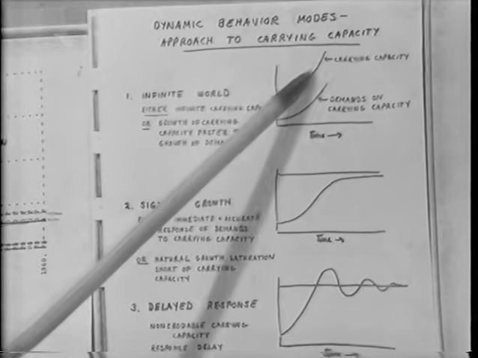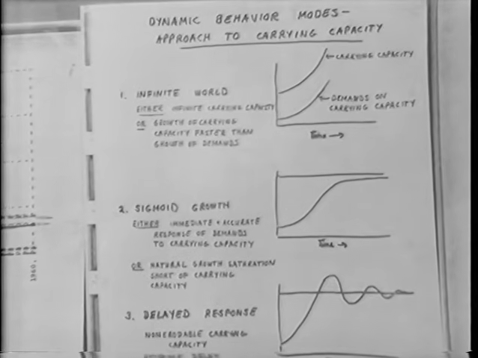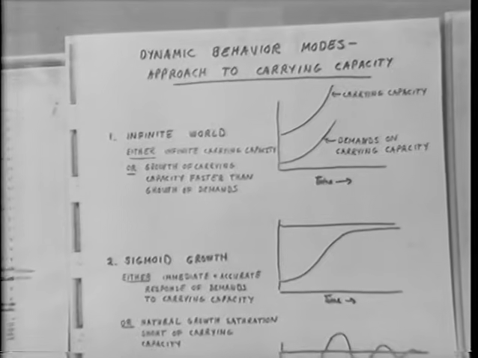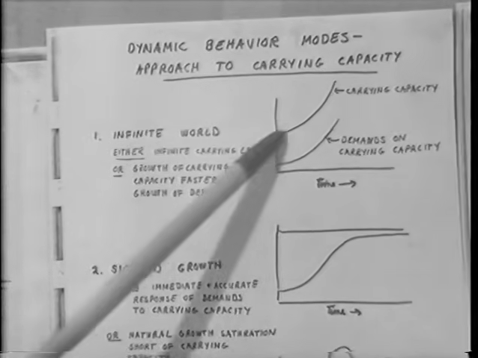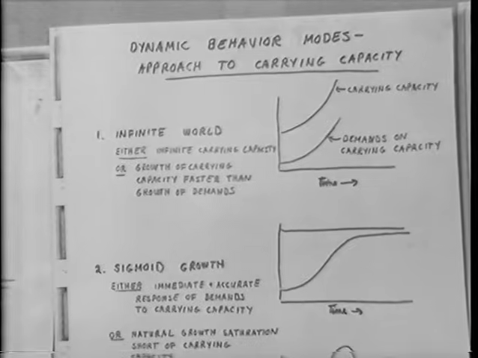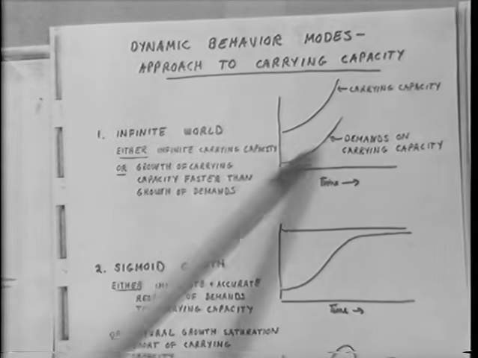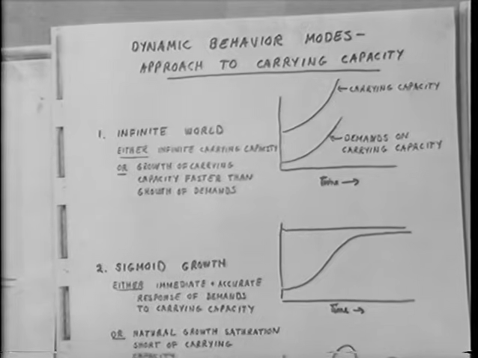And there is a carrying capacity, which need not be constant. In fact, in the deer case, it's not constant. In most cases, it's not. One possibility is what I call the infinite world possibility, and that is that the carrying capacity can be changed in an upward direction by something happening, perhaps by this population figuring out ways of making it grow.